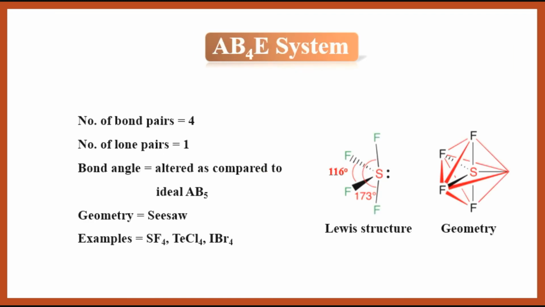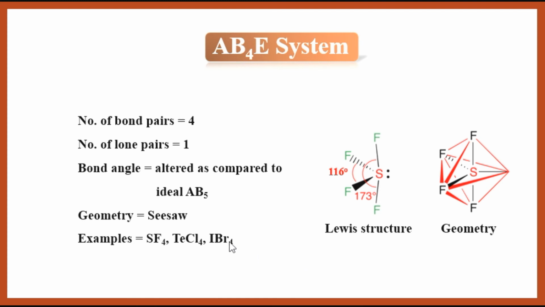So, our next system is the AB4E system, where a central atom of a molecule is surrounded by 4 bonding electron pairs and by 1 lone pair of electrons. Hence, the molecular geometry is seesaw. And this geometry is also called irregular tetrahedron. For example, sulfur tetrafluoride, tellurium tetrachloride, and iodine tetrabromide.